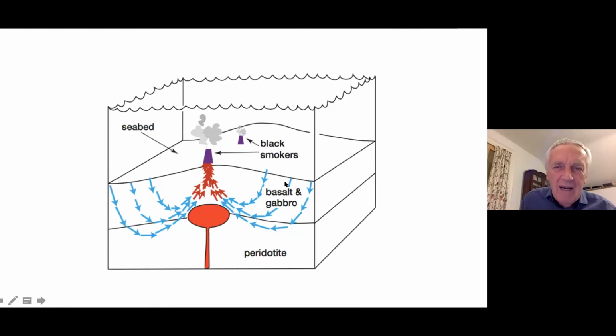Seawater makes its way down cracks through the basalt and gabbro that forms the new crust, even down as far as the peridotite. It's heated up, gets lower density and it comes pouring out through the black smokers as hot fluid. And as this fluid goes through the basalt and gabbro peridotite, it metamorphoses those rocks. And the peridotite, for example, takes up lots of water to be converted into serpentinite and soapstone.